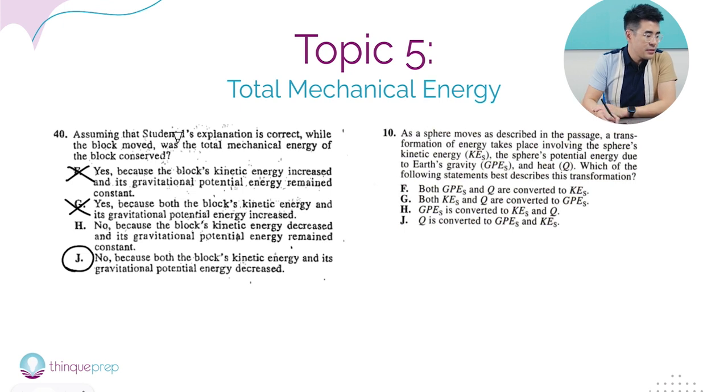And then over here, number 10, it says, as a sphere moved, as described in the passage, a transformation of energy takes place involving the sphere's kinetic energy, the sphere's potential energy due to the Earth's gravity and heat. Which of the following statements best describes this transformation? So let's assume that this ball is falling. If the ball is falling, then GPE, potential energy, would be converted to kinetic energy and heat. So the correct answer is H over here.